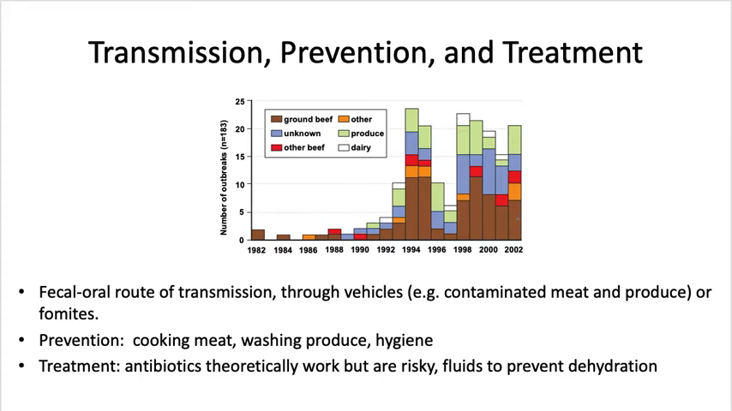So most of the outbreaks that are associated with E. coli O157:H7 are from ground beef. But produce is also a very common source or vehicle. So a vehicle is contaminated meat or produce. Vehicles are primarily responsible for the transmission of these infections, and produce and ground beef are the number one vehicles. Fomites can also be involved in an indirect transfer, but that's less common than these vehicles.